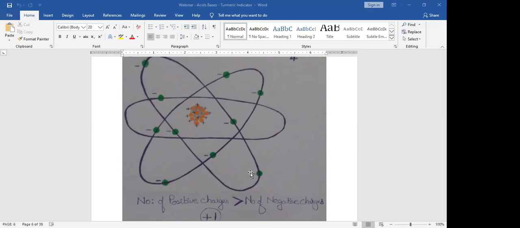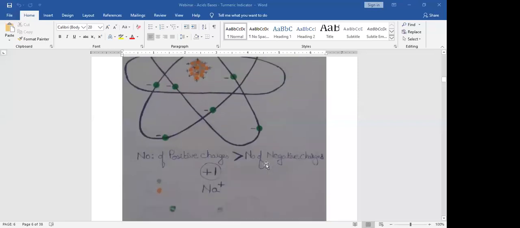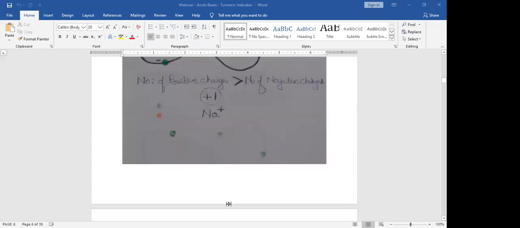So now it's no more going to be Na. Instead, it will be Na plus. That means we are having a charge now. It's no more an atom. It's a charged atom. So let's consider just one more example so that we are clear about these charges, which are nothing but ions.